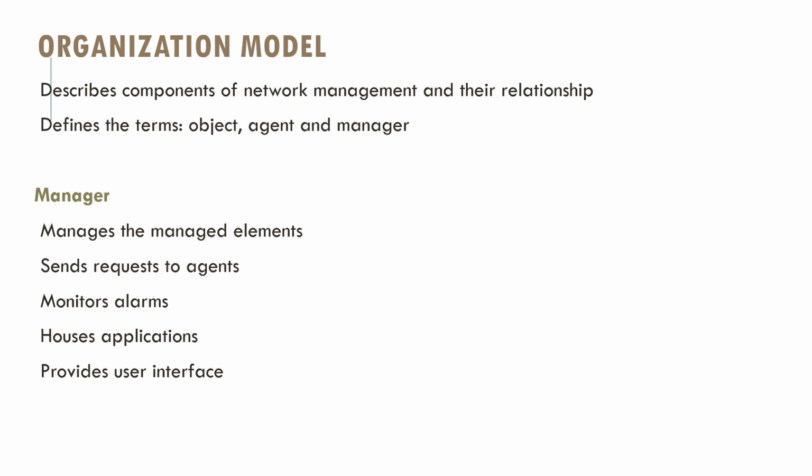Next is the organization model, where we are deeply discussing this model. In this model, it contains three important topics: two-tier organization model, three-tier organization model, and organization model using MOM. First of all, the organization model describes the components of network management and their relationship. It defines terms such as object, agent, and manager.